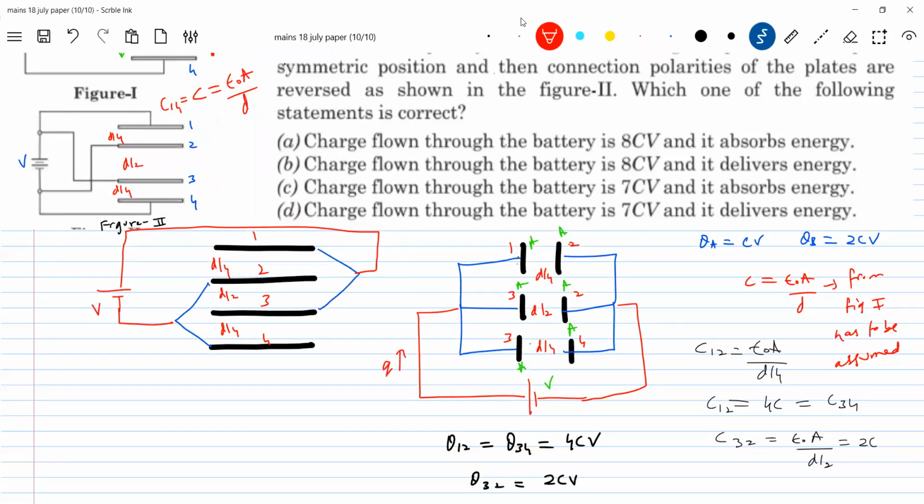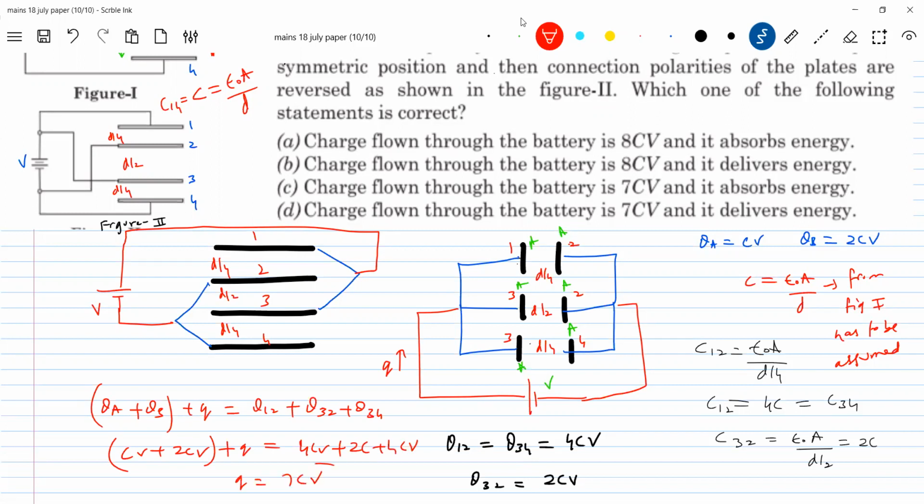So what is the equation I'm going to write? QA plus QB plus Q should be equal to Q12 plus Q32 plus Q34. So this should be equal to CV plus 2CV plus Q should be equal to 4 CV, 2 CV, 4 CV. So the difference is what? 7 CV. Positive charge left. So therefore this cell supplies energy.